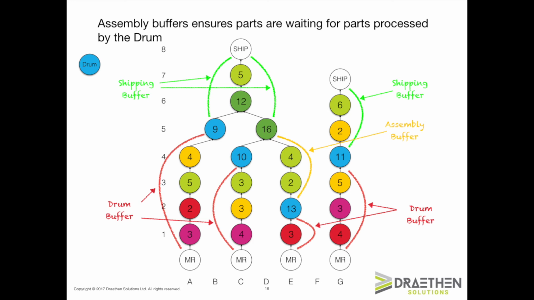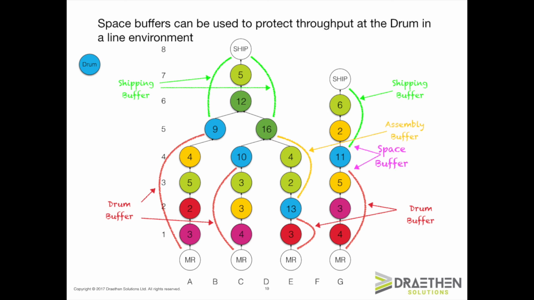In a plant using DBR, an assembly buffer was used to give parts enough time to flow from raw material release or a drum to the assembly process and be there in good time to meet up with parts that have flowed from the drum resource. This prevented parts that had used scarce drum capacity from being needlessly delayed, converting them from inventory into throughput as quickly as possible. Finally, in certain line configurations, space buffers could be used to deliberately unbalance the capacity.